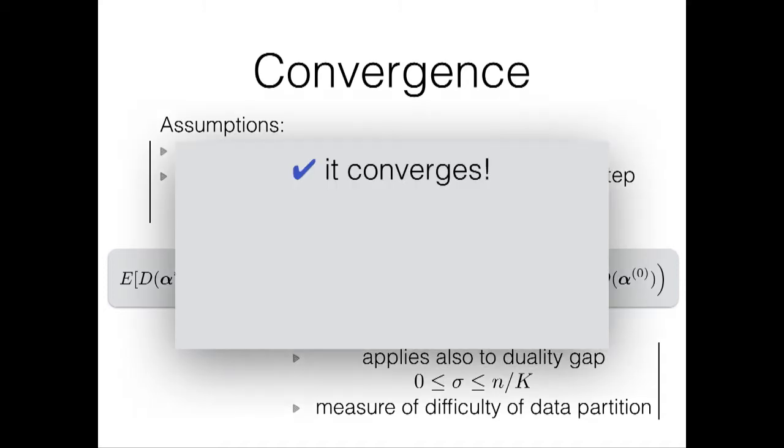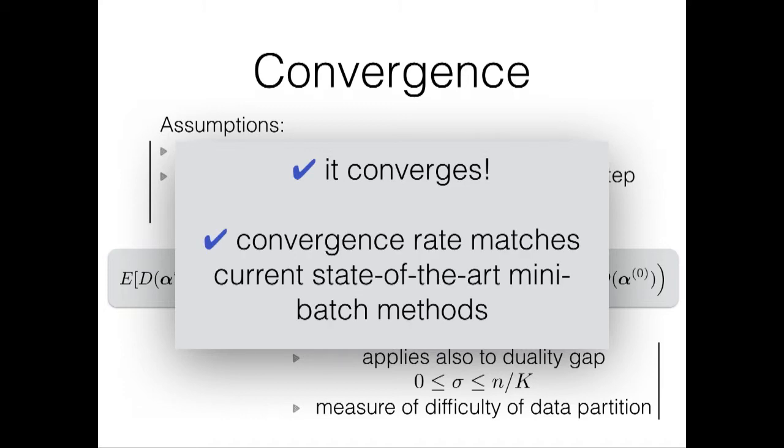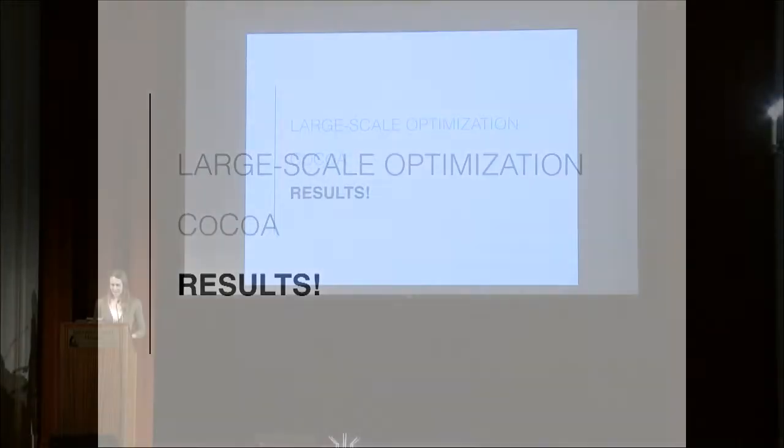What I want you to get out of this is just that it does converge, and we've shown convergence rates that match current state-of-the-art mini-batch methods. So given that our rates are matching the current state of the art, you may wonder, why would anyone use this in practice? And for that, I'll show you the results that we have.